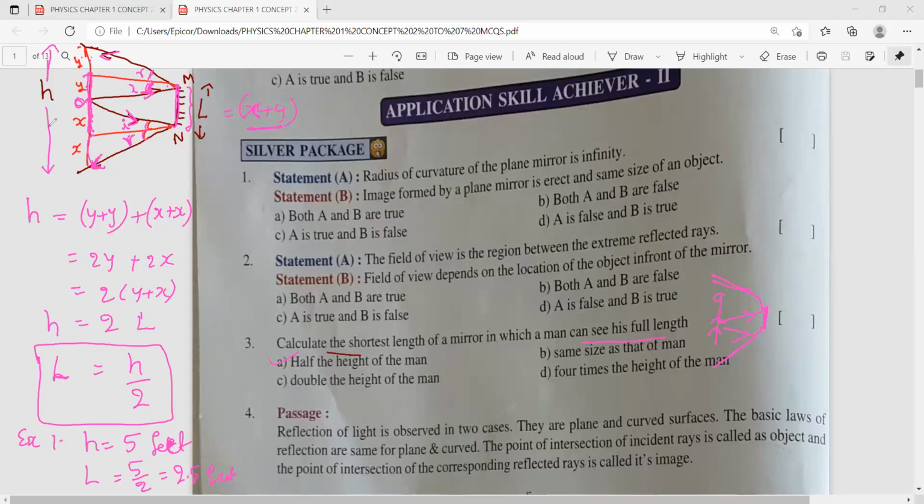Now look at the height of the person. The height is Y plus X plus X plus Y, so 2Y plus 2X. Taking 2 common, 2 times (Y plus X). Y plus X, or X plus Y, is nothing but the length of the mirror. So height equals 2 times L, so the length of the mirror is L equals H by 2. H is the height and L is the length of the mirror, don't confuse. To see his full image, the man requires a mirror of half his height. So it is option A, children.